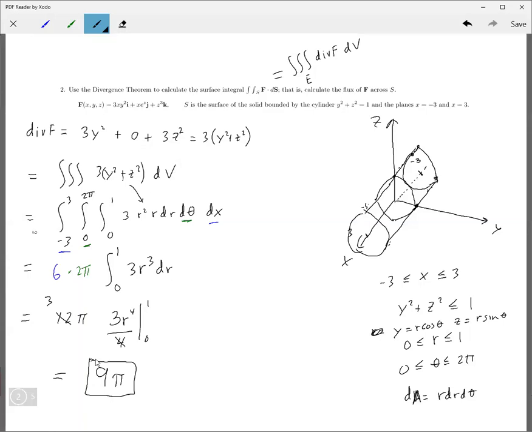Wait, what's that? I feel like this is easier than the last like 2 sections. I don't know about, well, yeah, because integrating across surfaces is not very fun.